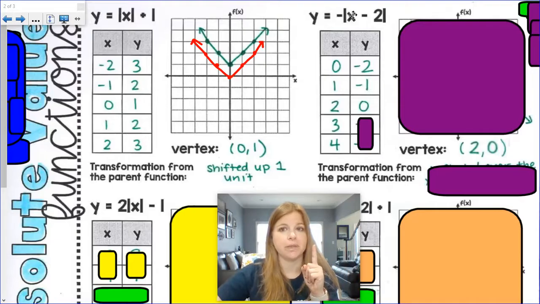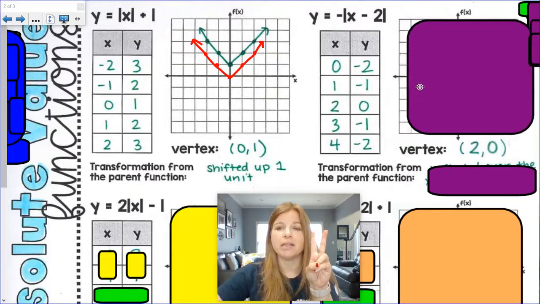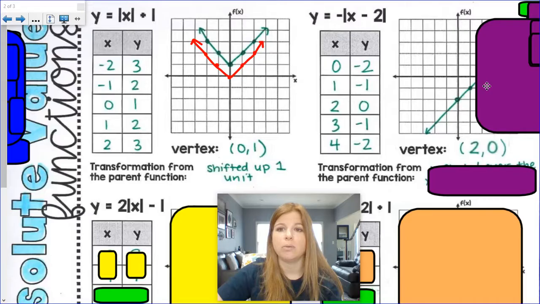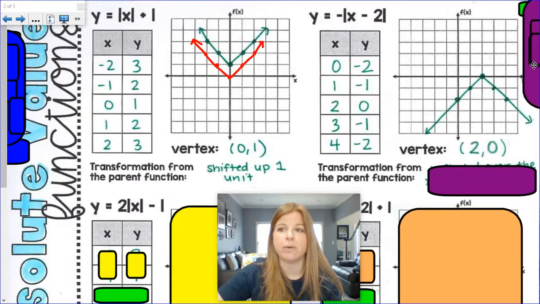If I plug in a 3, 3 minus 2 is 1. Absolute value of 1 is 1. Make it negative, negative 1. Same as here. Not a coincidence. If I plug in a 4, 4 minus 2 is 2. Absolute value of 2 is 2. Make it negative. Again, not a coincidence. If I plot these points, okay, 0, negative 2, 1, negative 1, 2, 0, 3, negative 1, and 4, negative 2.